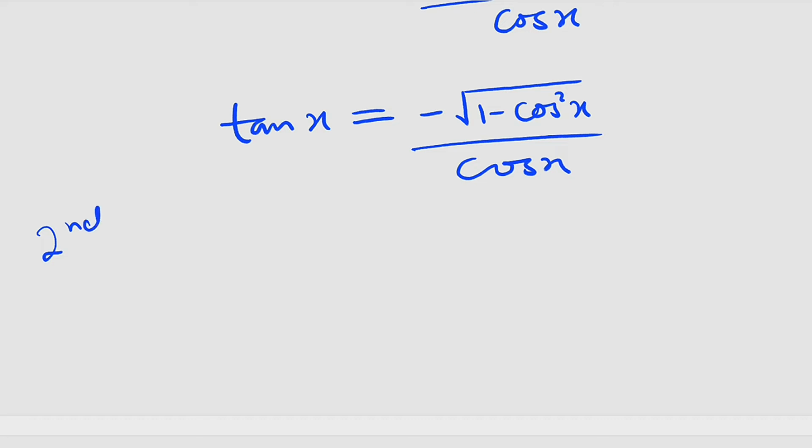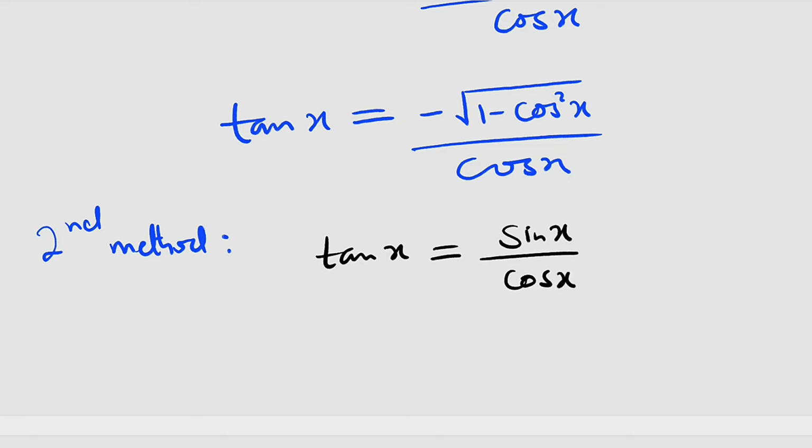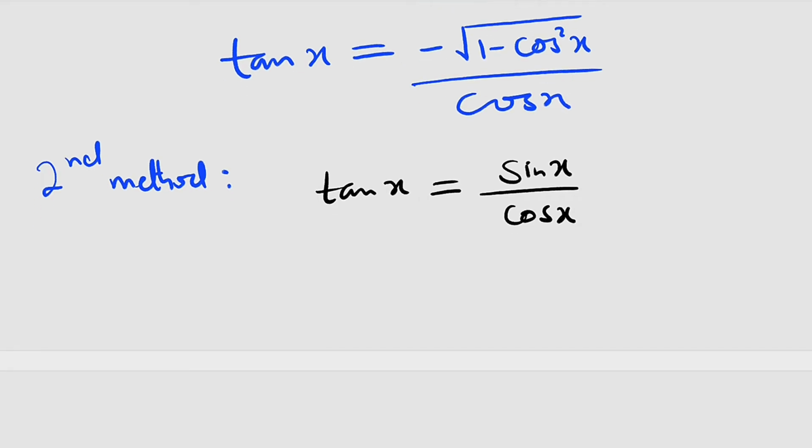The second method, or second way of doing that. It is obvious that tan x is equal to sine x divided by cos x, right? So the only thing we have on the right hand side that we don't want is sine x. And how can we express sine x in terms of cos x? That's what we are going to do here.